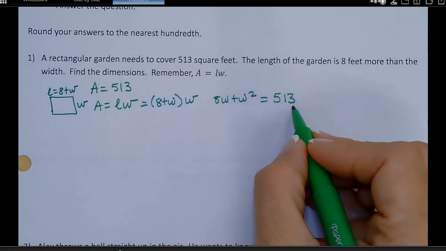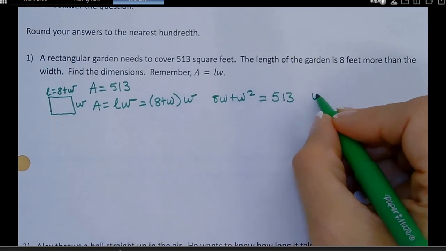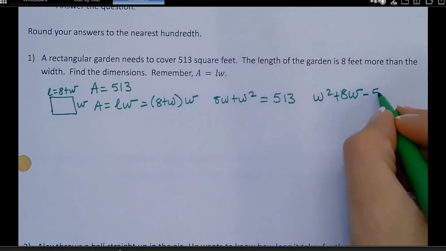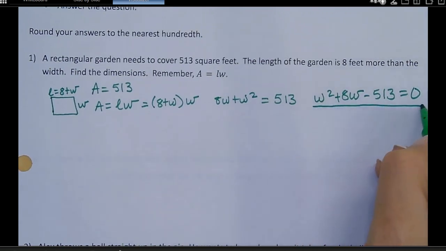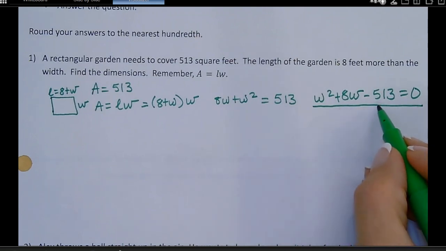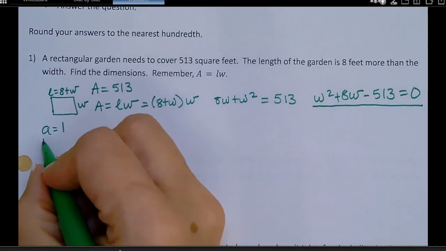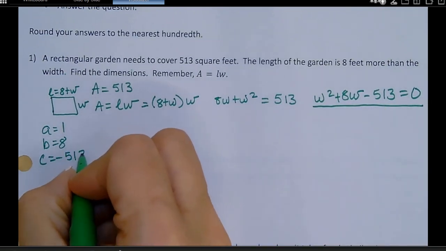I've at least written an equation to talk about my situation, but I want it in standard form. So I'm going to write this as w squared plus 8w, and I'm going to subtract 513 from each side and set that whole thing equal to 0. This is what I'm going to work with, okay? And it is a quadratic that I have set equal to 0, which means I can find my variable if I solve this. So I'm going to solve using quadratic equations. So remember, we want a equals 1, b equals 8, and c equals negative 513.